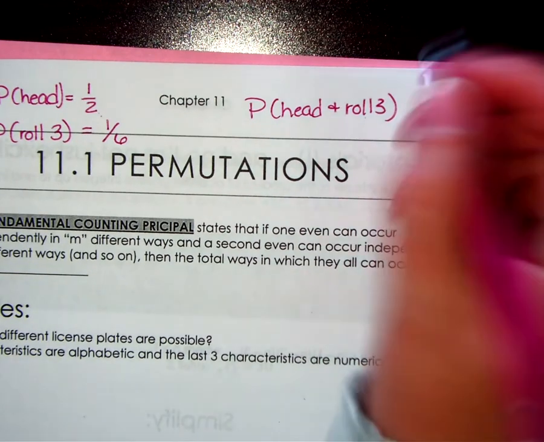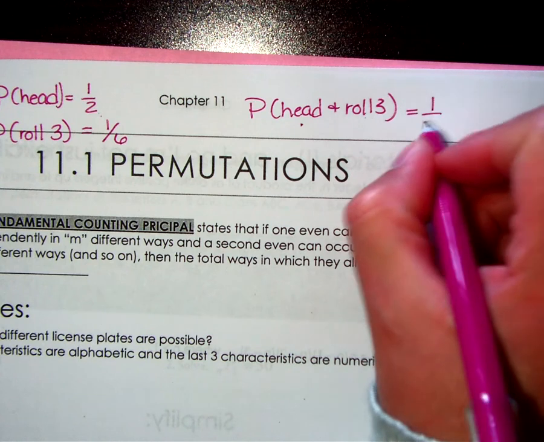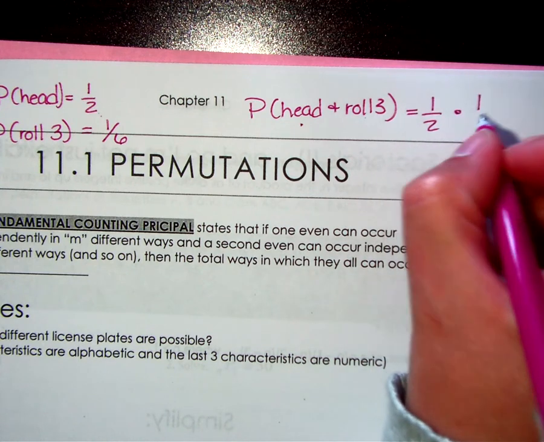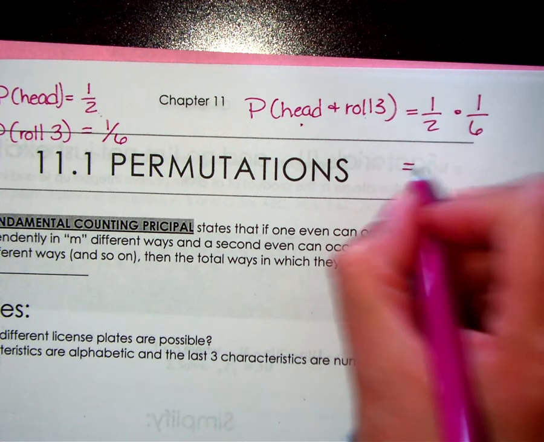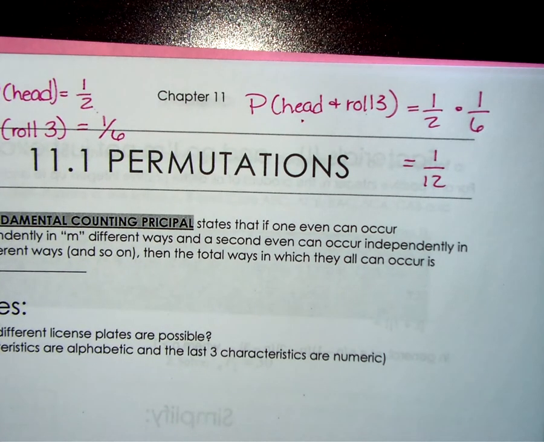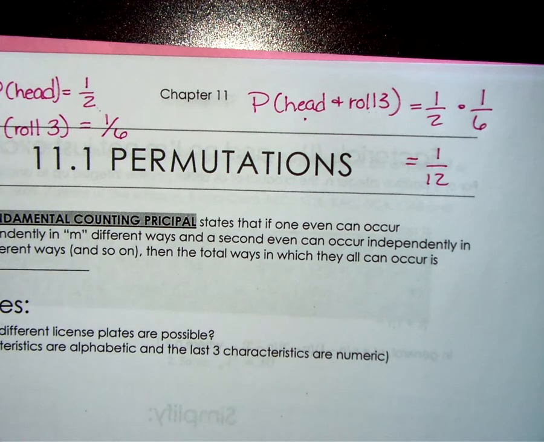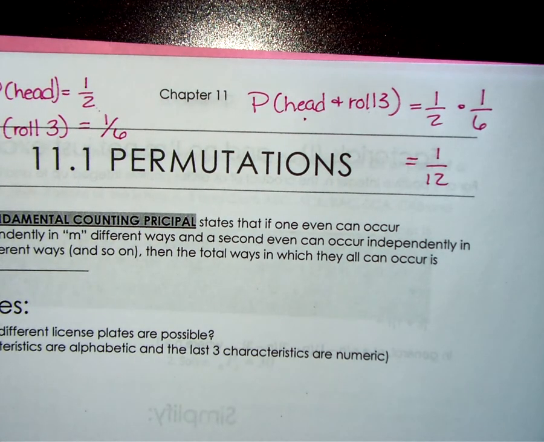1 in 12, yes. Because we take the probability of getting the head, and multiply it by the probability of rolling the 3. So we should get 1 over 12. There is grade 8 probability. You didn't need to learn it, you got it here. So these are called independent events.